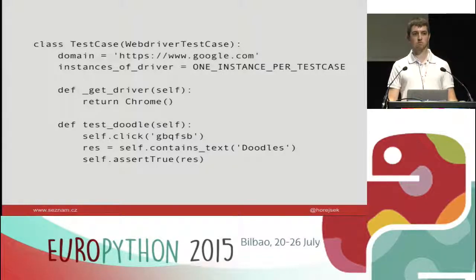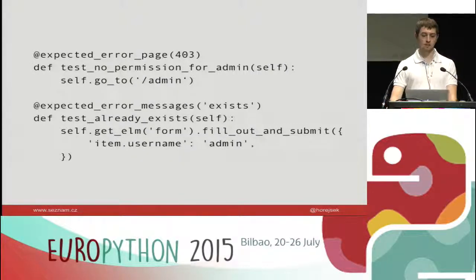Also, there are error messages, because your app can show some error message to user. For example, if user wants to insert another user with same username, or it's some registration form or whatever, and there is already that username registered, it should show error message. And you want to check that test failed because you wanted to insert it, and if it's not done, you want to know about it. And you have to write a lot of code in every test to check that everything is all right. So I made some decorators. And so that test case always checks if there is some error or error page.